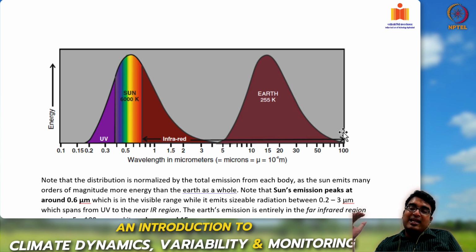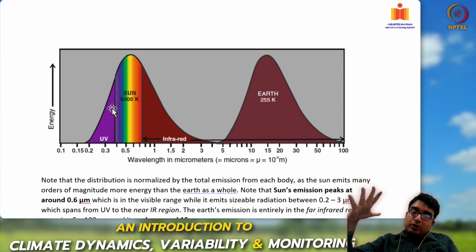So Earth's emission frequencies and the sun's emission frequencies are quite separate from each other. Earth's emission achieves its maxima at around 15 micrometers, which is in the far infrared region, whereas the sun's emission achieves a maxima at around 0.5 to 0.6 micrometers, which is within the visible yellow-green range of the spectra.